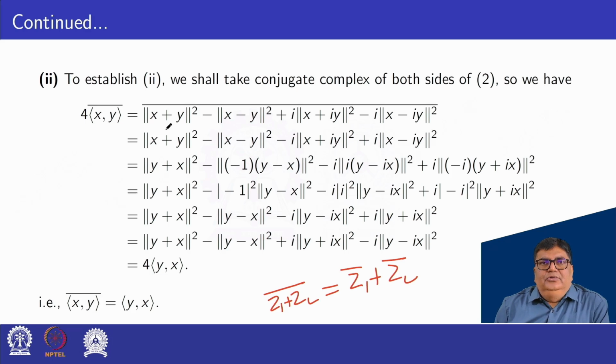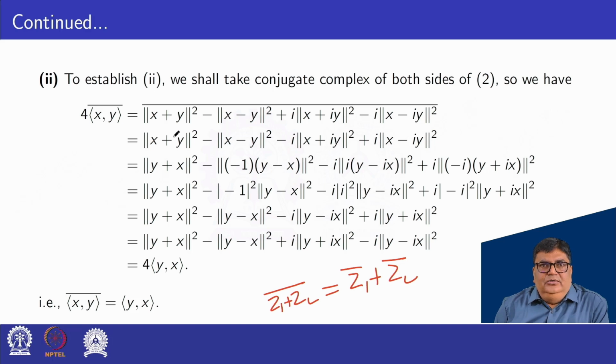Okay, so we can write the conjugate complex of each term. This is the real part, so norm of x plus y square, and this is minus norm of x minus y square, and here the conjugate complex. The conjugate complex of i is minus i. So this term can be written as minus i norm x plus iy square. Similarly, this plus i norm x minus iy square.